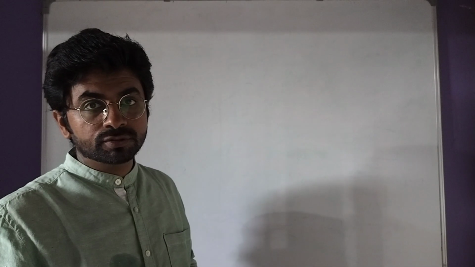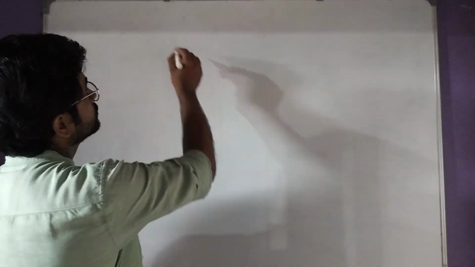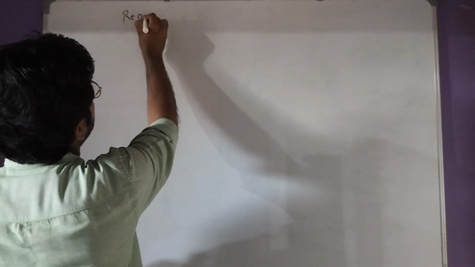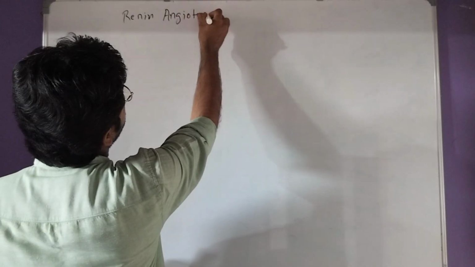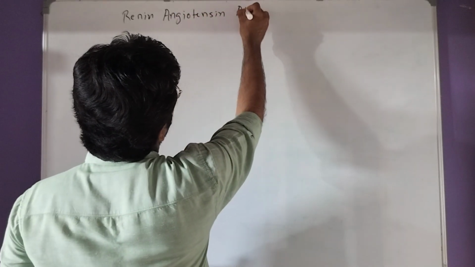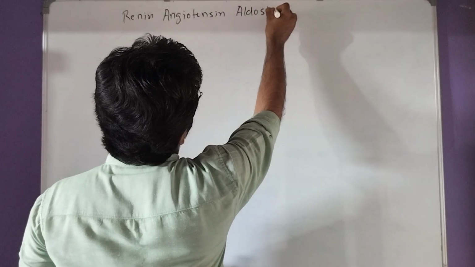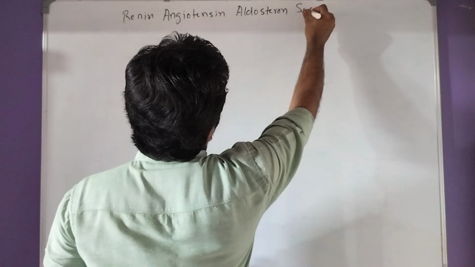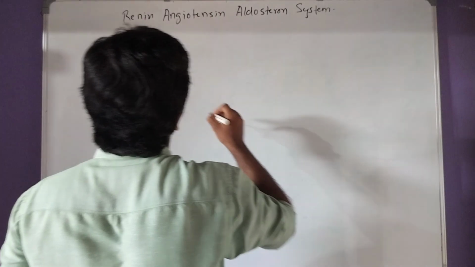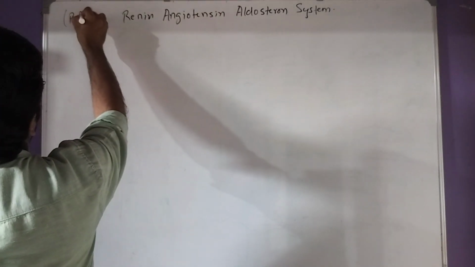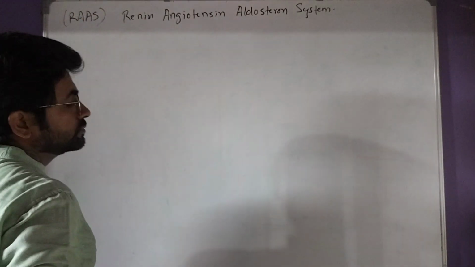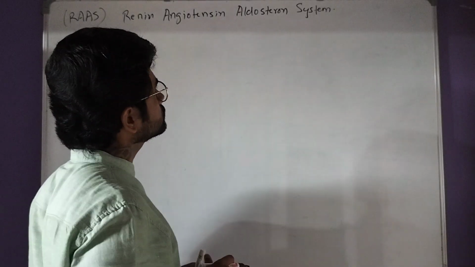I am from Amravati, Maharashtra, and the topic we are going to discuss today is the renin-angiotensin-aldosterone system, shortly known as the RAAS pathway.